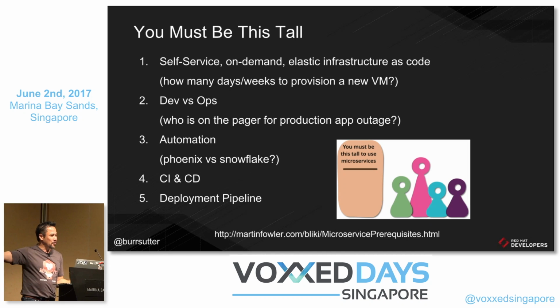Now, you've got to be this tall to ride this ride. You've got to have self-service, on-demand, elastic infrastructure. If it takes you 3 weeks to get a virtual machine, you aren't ready to ride the ride. I talk to people who say 3 weeks, 6 weeks to get a virtual machine. If it takes you longer than that, you really aren't ready to ride the ride. If you can't get a new virtual machine within, let's say, an hour, you're not ready to ride this ride.